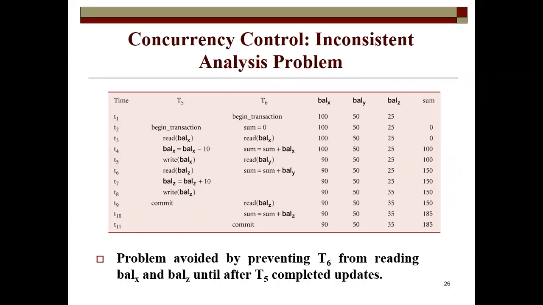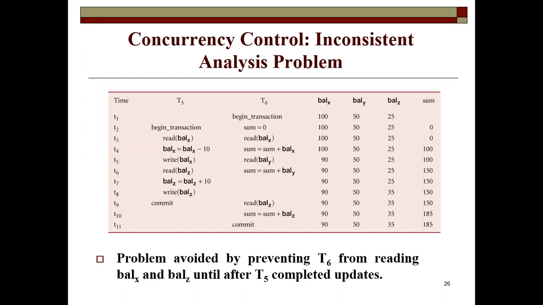The balance of X has reduced. The balance of Y is still the same. The balance of Z is still the same, but the sum is now 100. It's not 90, but it's 100. If the sum plus the balance of X was made at transaction T5, it would have been the 90 which had been deducted previously from the previous transaction of T4 at time T4.